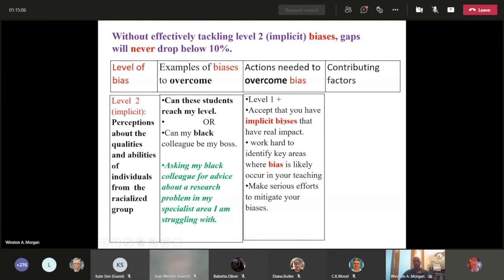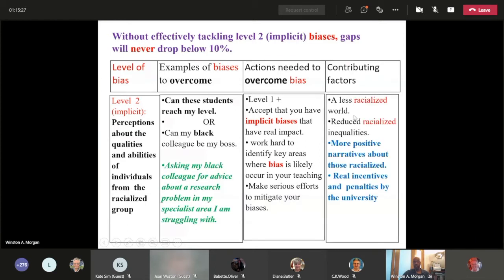Okay, actions to overcome. Well, first of all, we need to overcome our level 1, our conscious biases, but then we have to go another step. We have to accept that we have biases that have real impact. We have to work hard to identify key areas where bias is likely to occur in our teaching. That's what we really need to work on. And we need to make serious efforts to mitigate our biases.